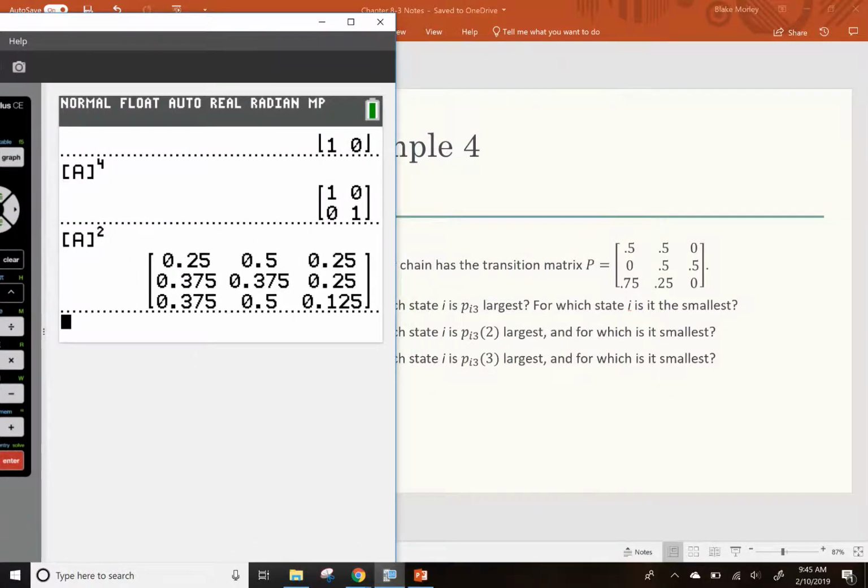So to answer the question for part 2, which is the largest and which is the smallest? Well, state 1 and state 2 would be tied for the largest because they're both 0.25. And then state 3 would be the smallest because it's 0.125. And again, we're looking at the third column on that.